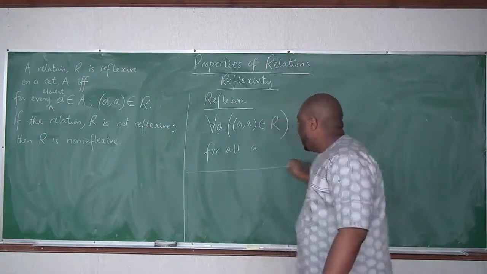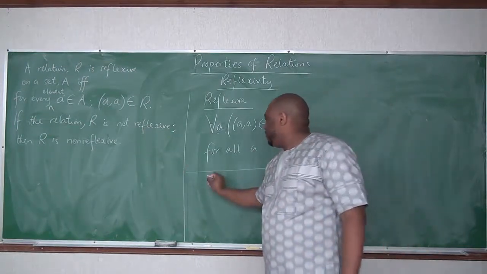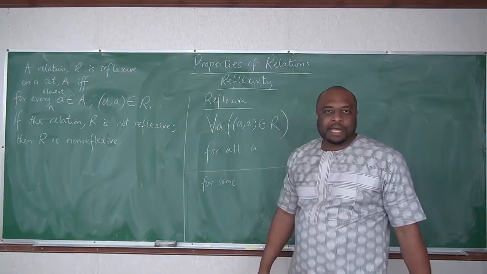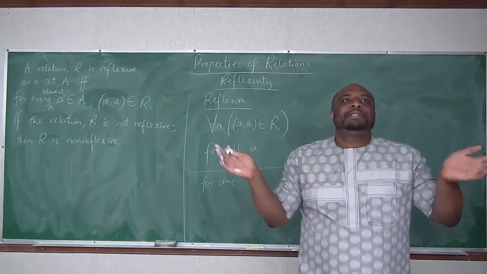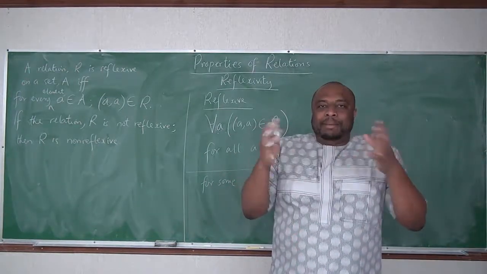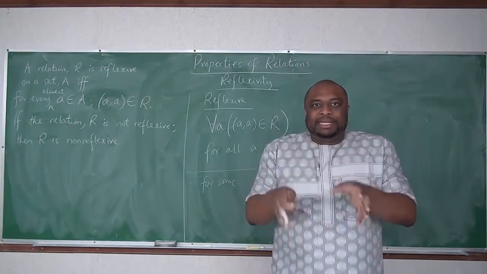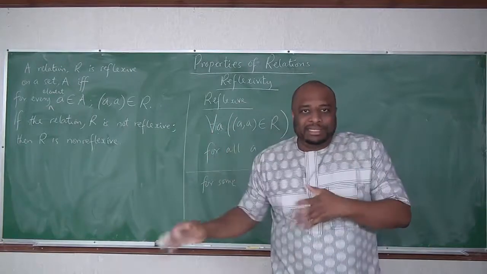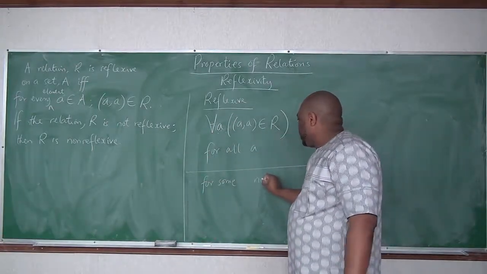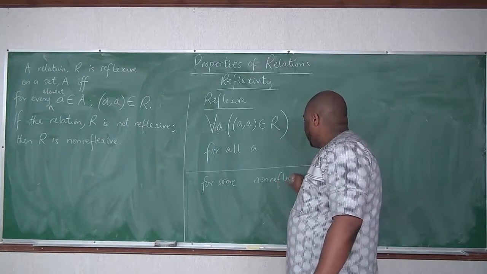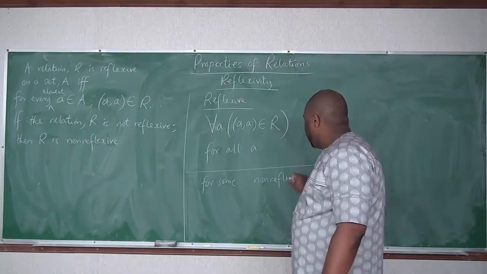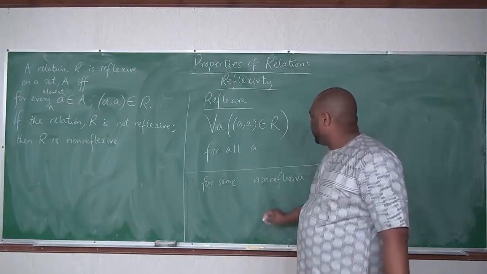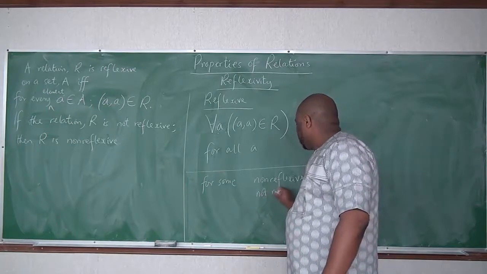But when we have for some, like if you have some elements that are repeated, the same elements in the relation, but there are still some elements in the relation that are not the same, then we say it is non-reflexive, or we say not reflexive. And don't worry, we are going to do examples, so this will make some sense to you.